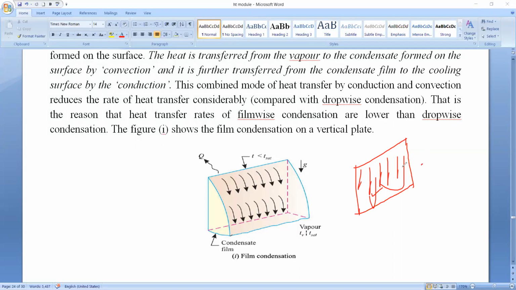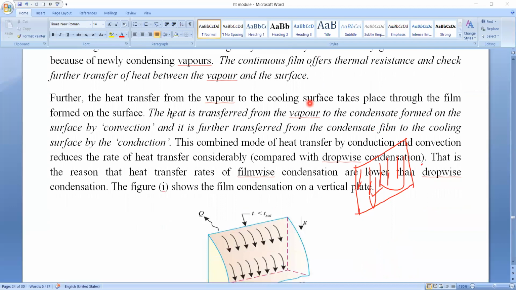So the film of condensate between the vapor and the inner surface acts like a barrier for the heat flow. It offers thermal resistance.